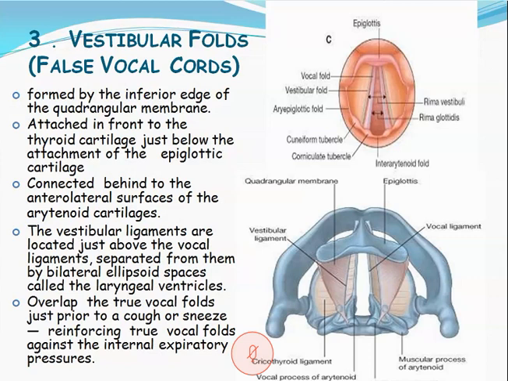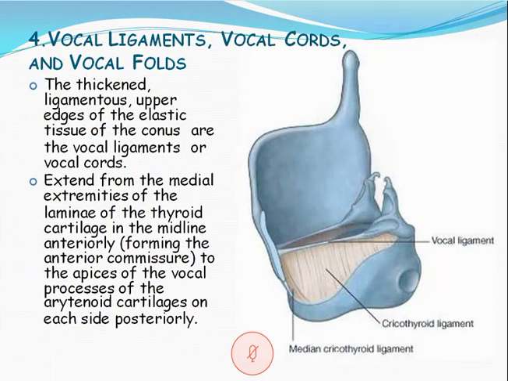See, here you are seeing both the true vocal cord and the false vocal cord. Vocal ligaments are the vocal cords, that is the true vocal cord. The thickened ligamentous upper edges of the elastic tissue of the conus elasticus are the vocal ligaments. They extend from the median extremities of the lamina of the thyroid cartilage and the midline anteriorly to form the anterior commissure. From there, it goes posteriorly and attaches to the vocal process of the arytenoid cartilage, one on each side.